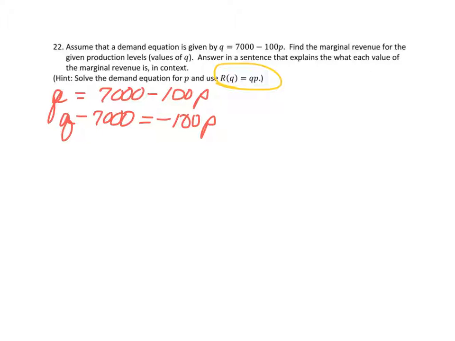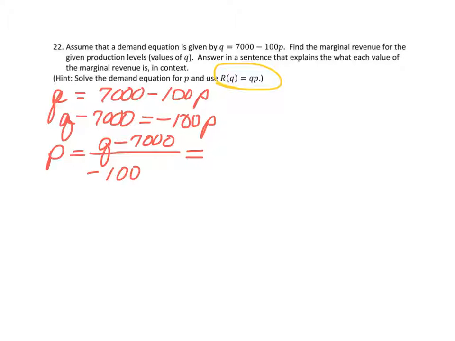And the way that the book did it after that was they chose to say that P was equal to Q over negative 100, or excuse me, Q minus 7,000 over negative 100 was the proper solution, but that actually gets really awkward when you're multiplying. So what I chose to do was to split that up.